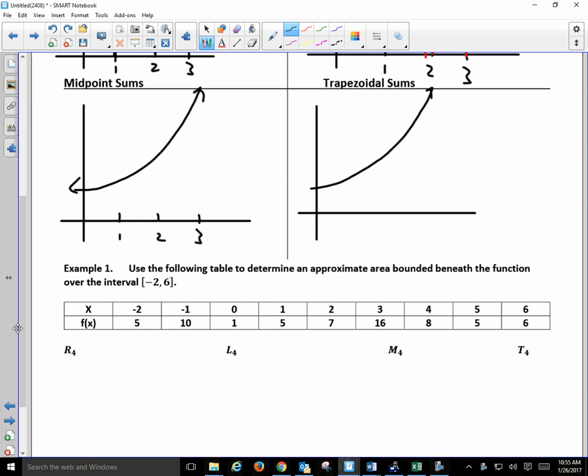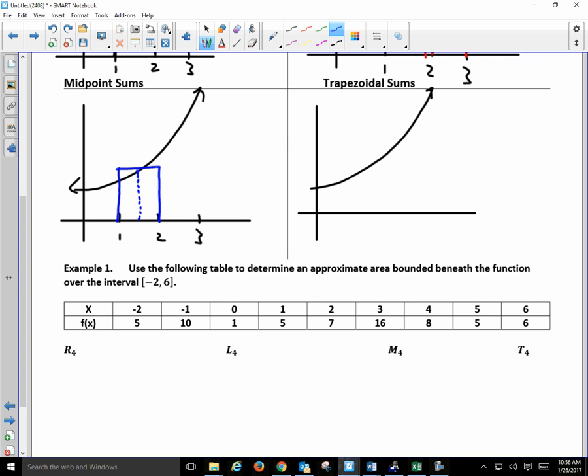The midpoint sum is different. I'm not going to evaluate the height at 1, and I'm not going to evaluate the height at 2. Where do you think I'm going to evaluate the height? 1.5. So that's where the height is evaluated. Then as you can see, as I draw the rectangle, it will span over to both 1 and 2. So I have a little bit of an overestimation, and a little bit of an underestimation. So this is generally better than a right hand or a left hand.